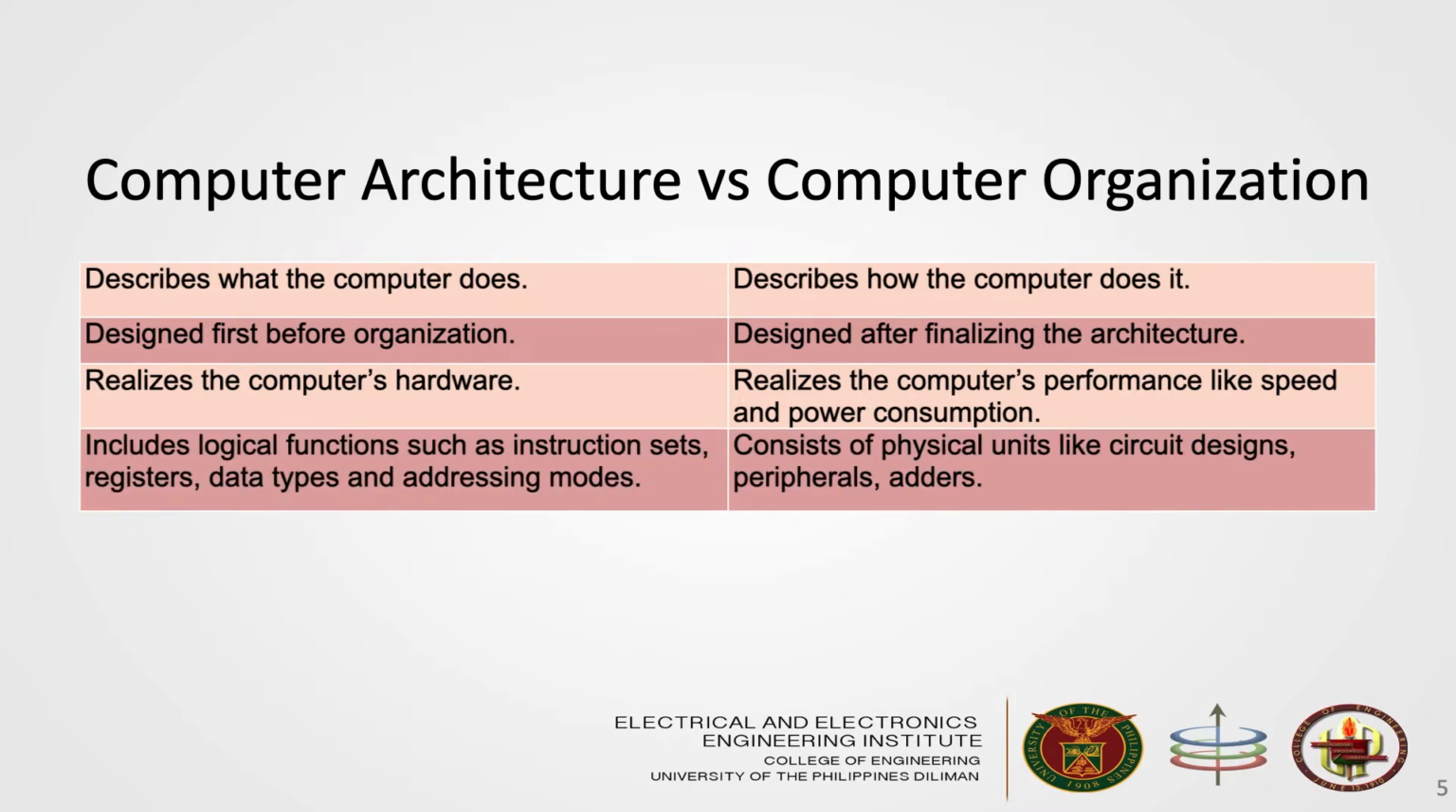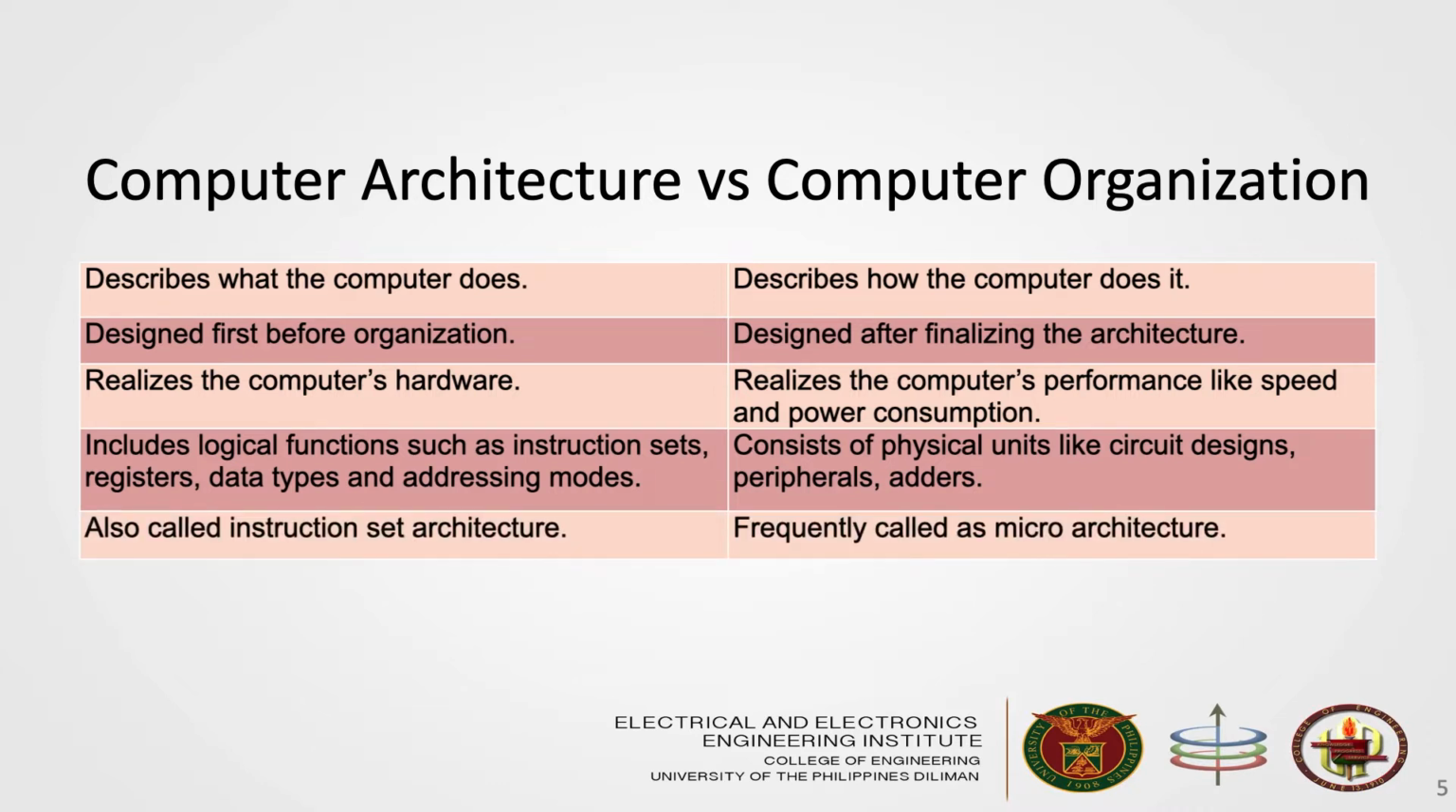Computer architecture includes logical functions such as instruction sets, registers, data types, and addressing modes, while computer organization consists of physical units like circuit designs, peripherals, and others. Computer architecture is also called instruction set architecture, while computer organization is frequently called microarchitecture. Based on this table, we get that computer organization is based on its architecture.